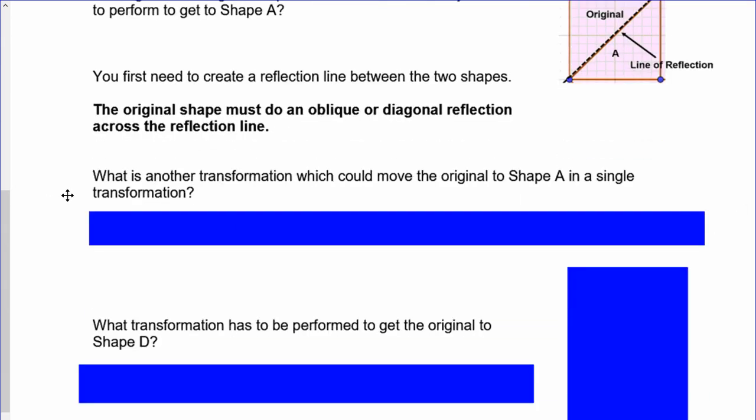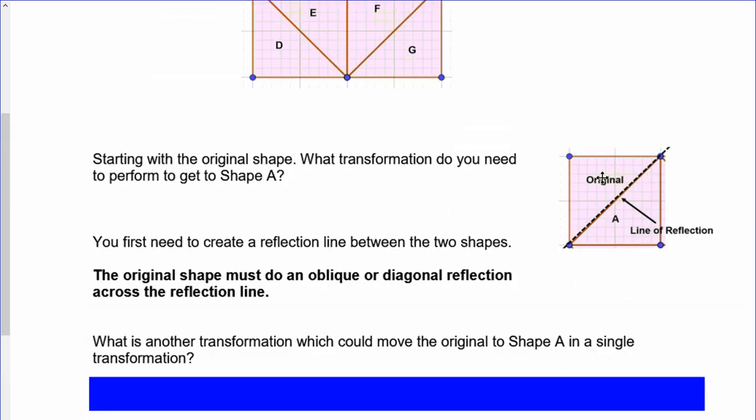Here's your next one. Is there another way to get the original into shape A? I want you to think about that for a second, and if you can write it down, do so right now. So I'll give you a couple of seconds. Pause it and do it.